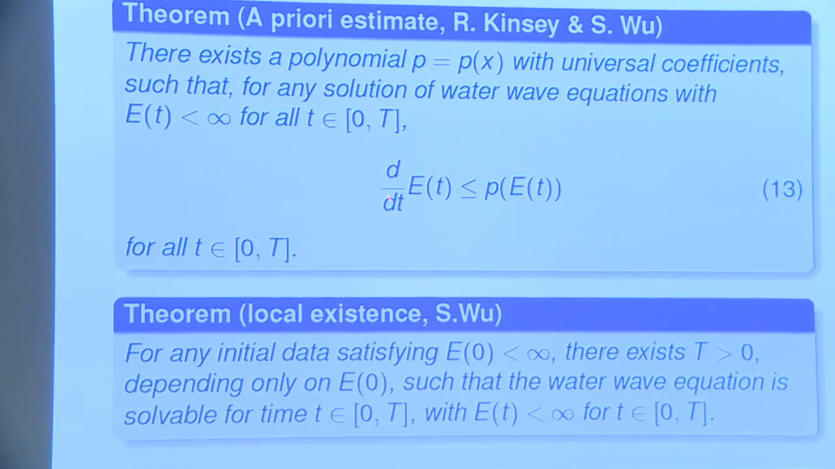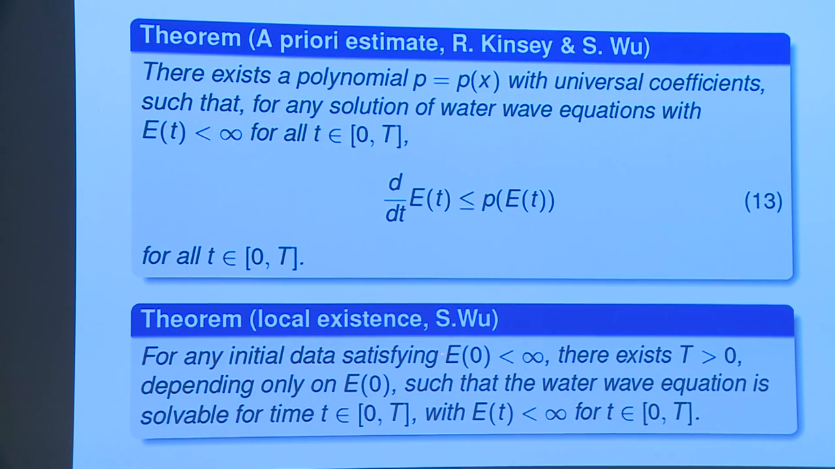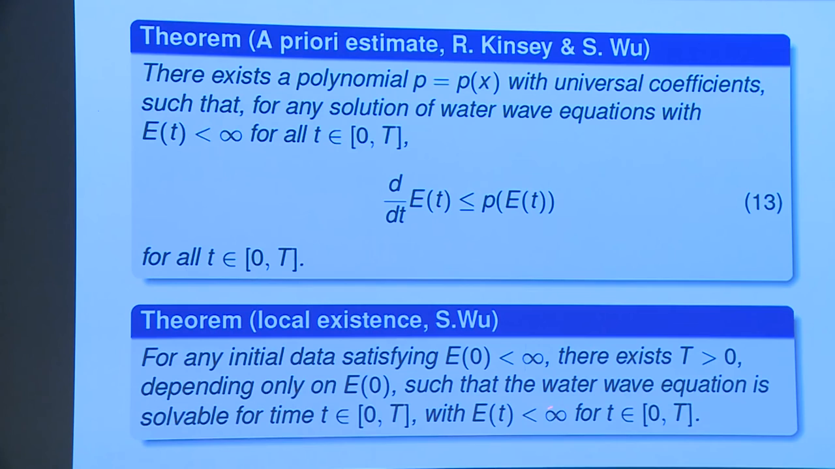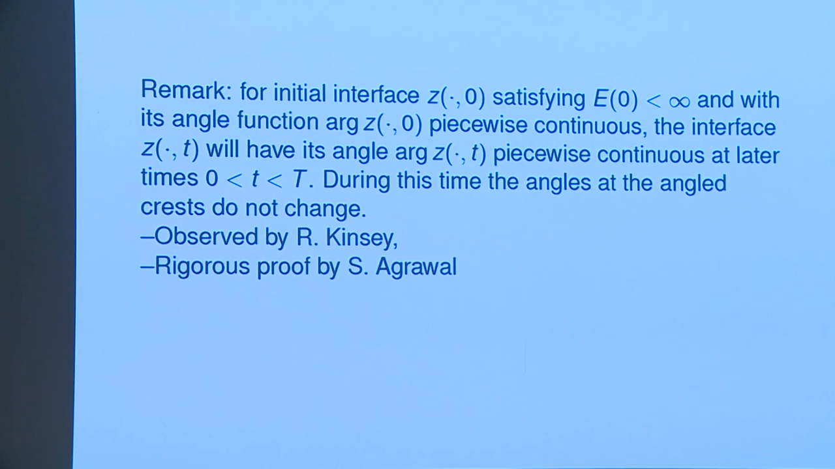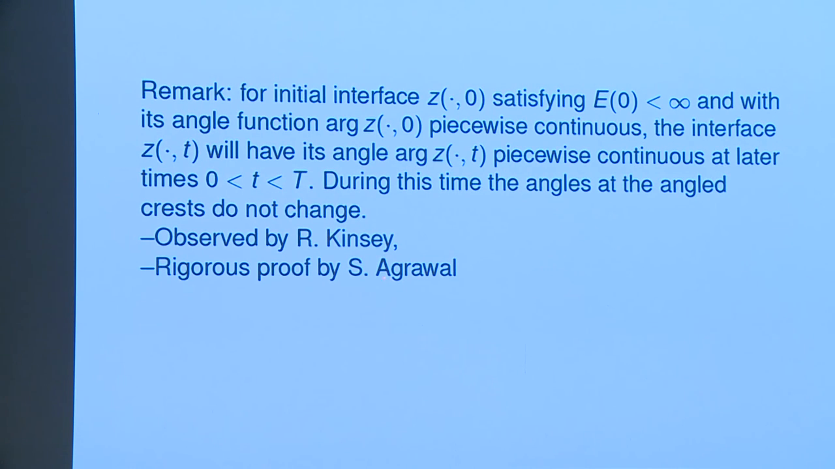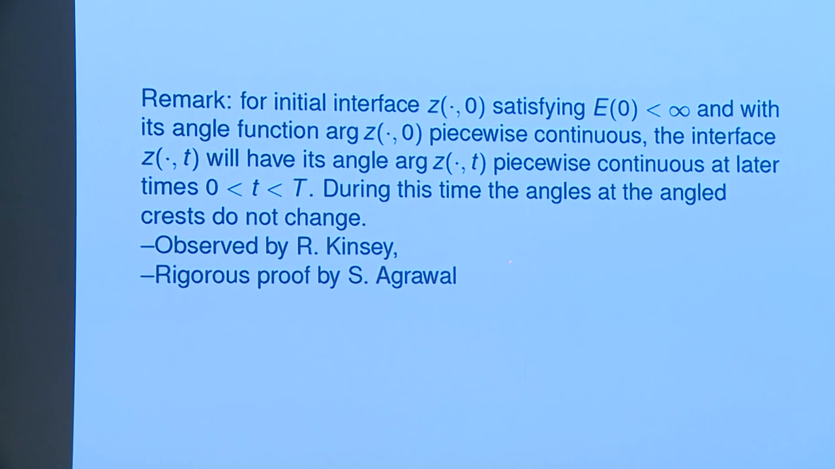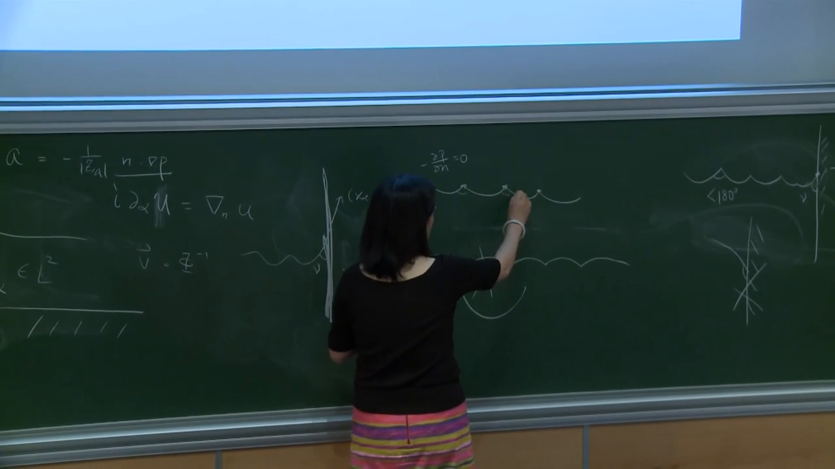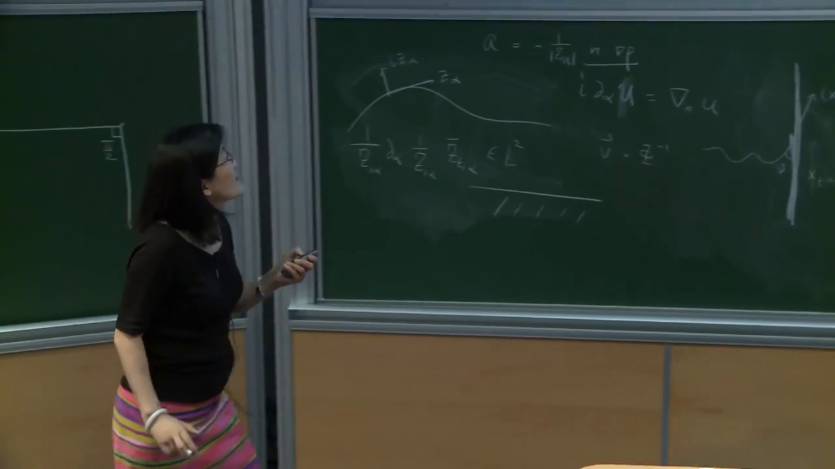What we proved is first a Poly estimate, and then the local existence in this framework. Assuming the data satisfy that this new energy is finite, there is a time depending only on this new energy so that you can solve for this finite time, and this energy remains finite. Let me remark that this was observed first by Rafe Kingsey using a heuristic argument, and Sitang, my current student who is here, gave a rigorous proof. They showed that if initially you have an interface that is piecewise smooth and contains some angle, then the angle does not change for the time period the solution exists.